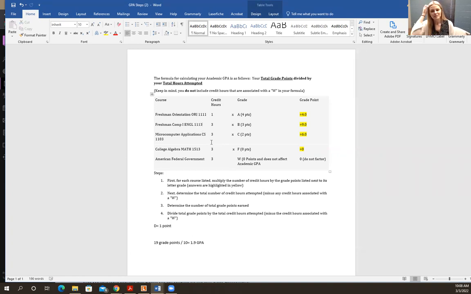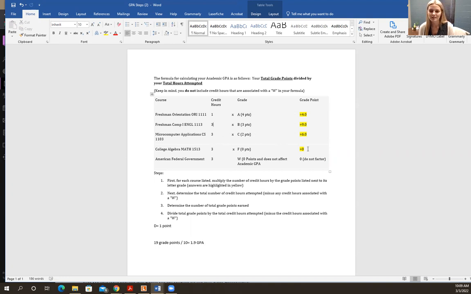To get started, we will calculate how many grade points we've earned for each class. Here we take the amount of hours multiplied by the amount of points based on our grades. We have an A, which is worth 4 points. So 1 times 4 is 4. We have earned 4 grade points for orientation. We'll do the same for all 3. 3 times 3 is 9. 3 times 2 is 6.